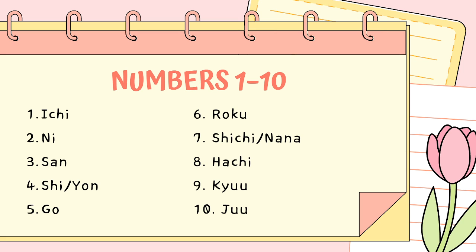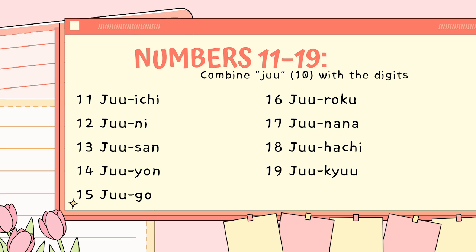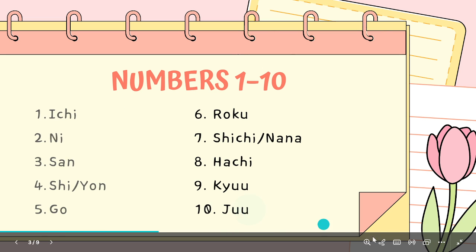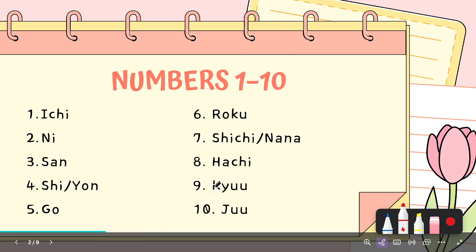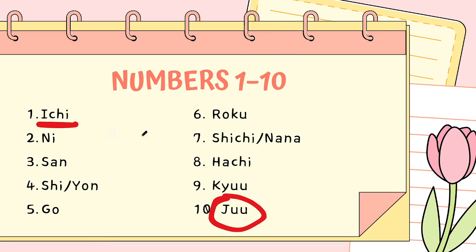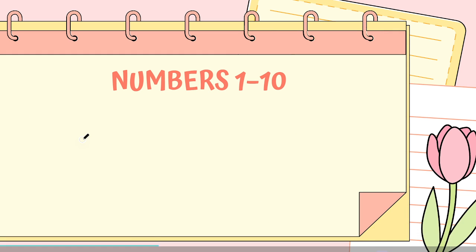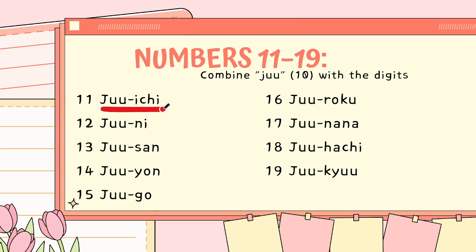Now for 11, what do we say? Ju ichi. Why do we say ju ichi? You can see that ju is 10, and for 1 we have ichi. So for 11 we have 10 plus 1, which means we first say ju, then ichi. For 11 we have ju ichi.